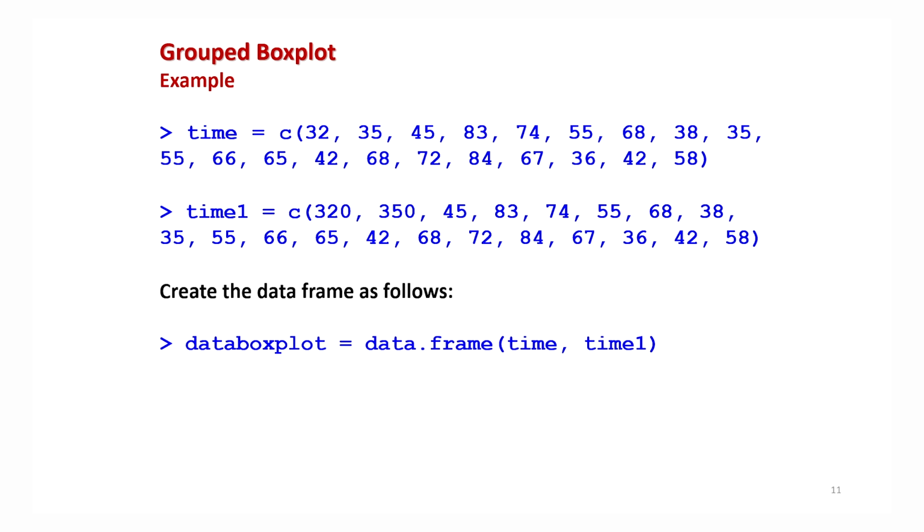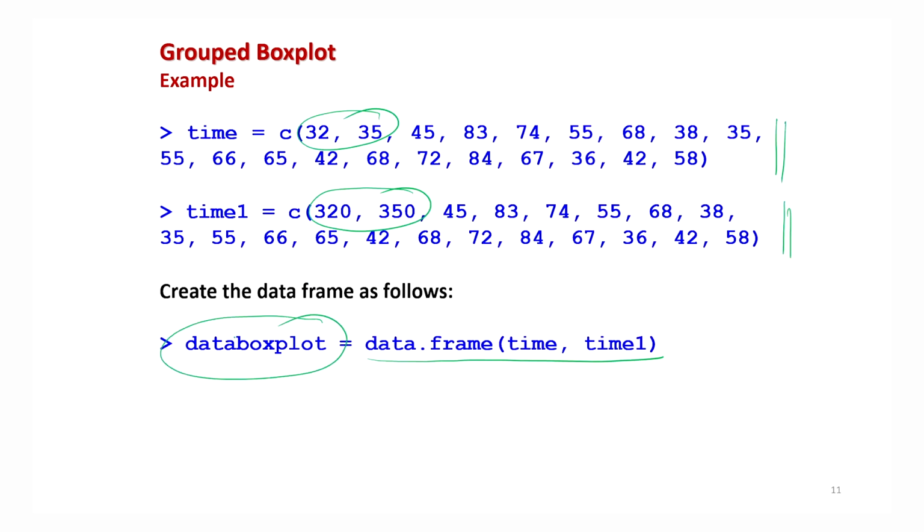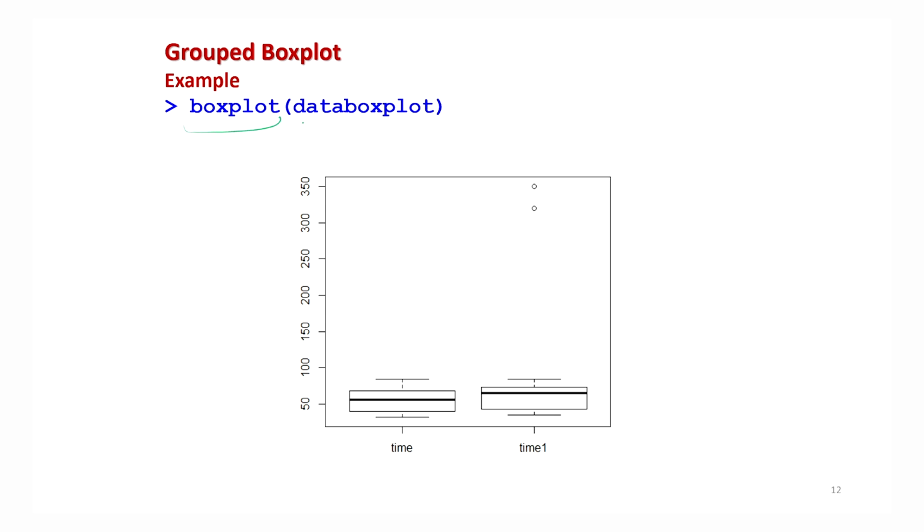Just to give you an idea, I take the same data set time and time1, where the two values 32 and 35 are changed to 320 and 355, and all other values remain the same. I first create a data frame of time and time1, and I have given it the name data box plot. If I write boxplot with data box plot inside the parentheses, you can see that I can now compute the group box plot where the scale on the y-axis is the same for all the data sets, and now you can compare them very easily.